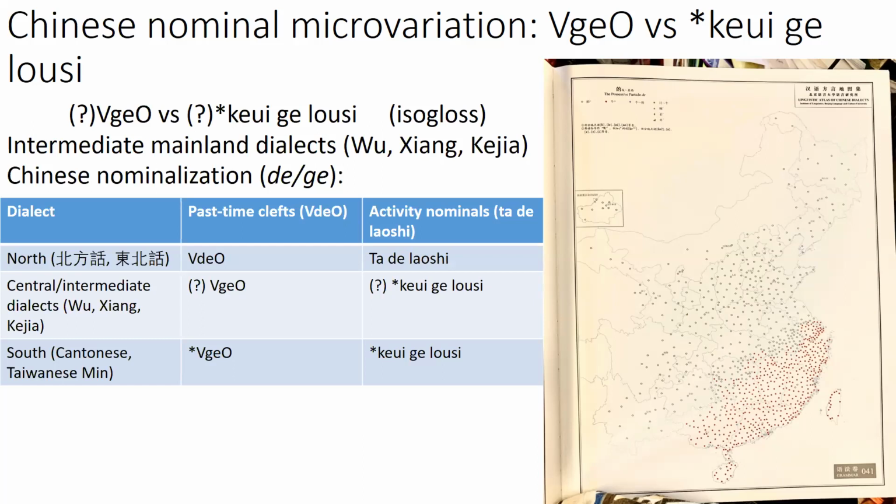And finally, in the extreme south areas, where there's perhaps a slightly higher level of political and social autonomy, we get the Cantonese and Taiwanese pattern where ge just cannot be used in either construction at all. So we get both pastime clefs and activity nominals being ungrammatical here. So I suppose this is the formal property of both de and ge as laid out by Tang in reference to these two constructions.